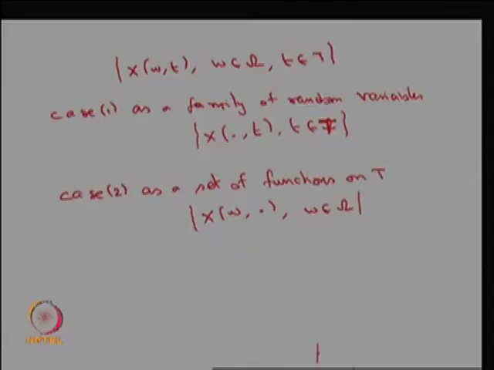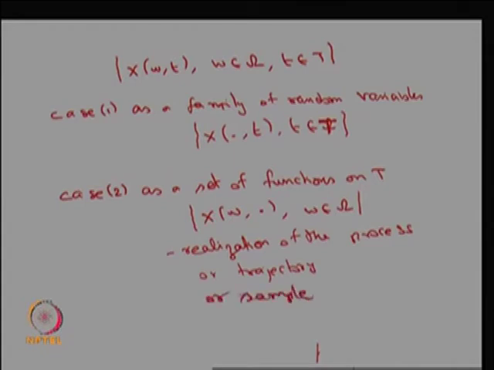In case 2, I have made a collection of functions on t by fixing the ω. Therefore, this is going to be the method of realization of the process, or it is called a trajectory, or it can be called a sample path, or it can be called a sample function also. So, these are all the different names for case 2.